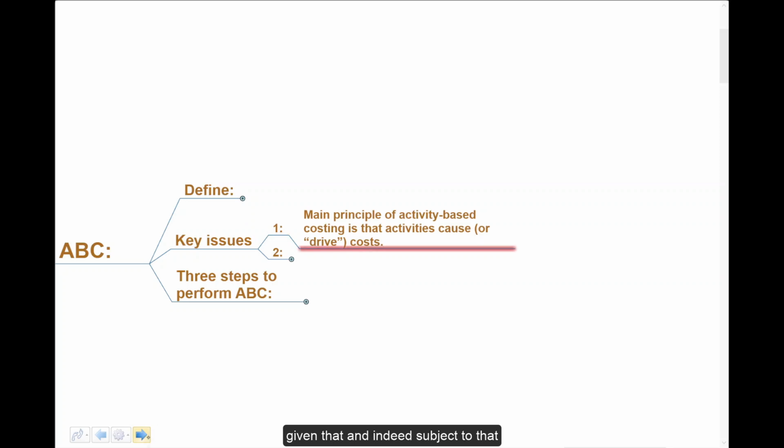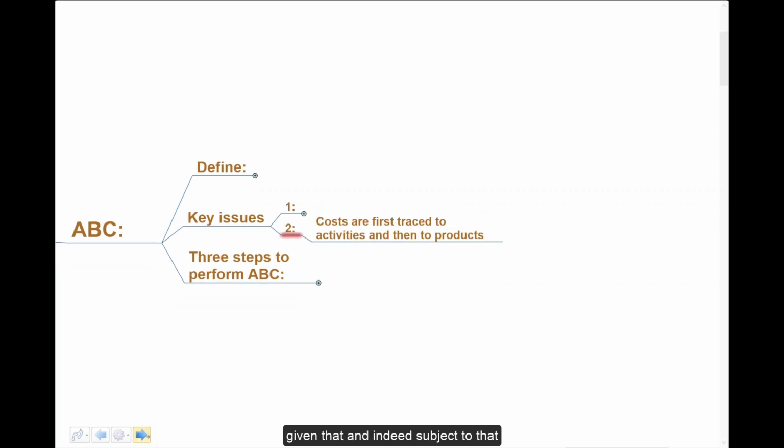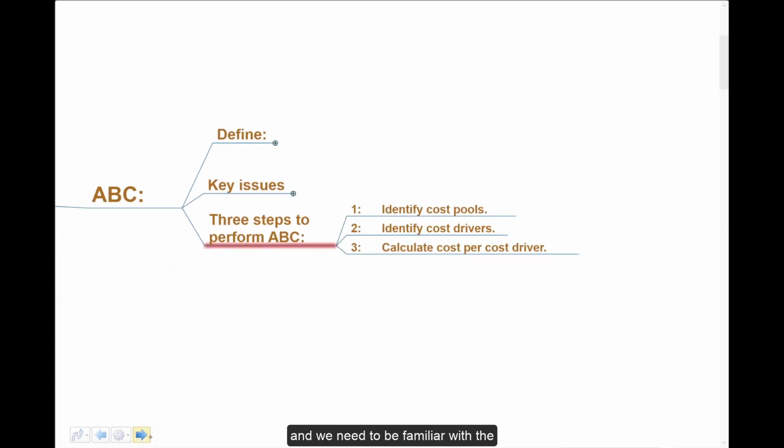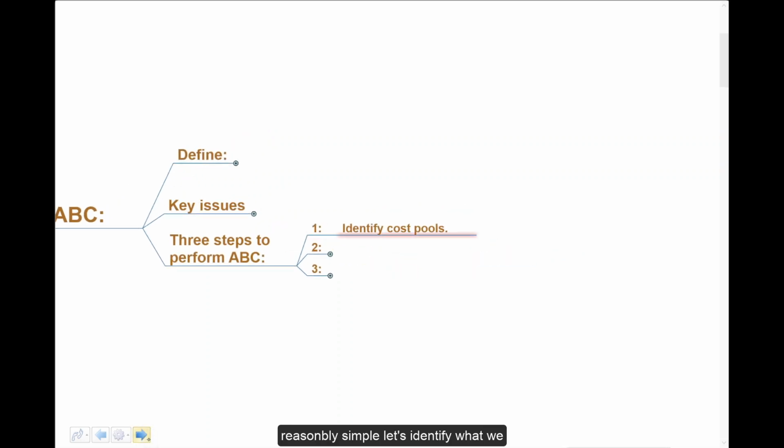And given that, let's trace costs to activities and then to products rather than costs directly to products, okay? Now, there are 3 main steps, and I think we need to know these steps and be familiar with the little buzzwords. The first one is reasonably simple. Let's identify what we would refer to as cost pools. Where are we incurring costs? There must be a series of pools where we can see costs building up, whatever they are, okay?